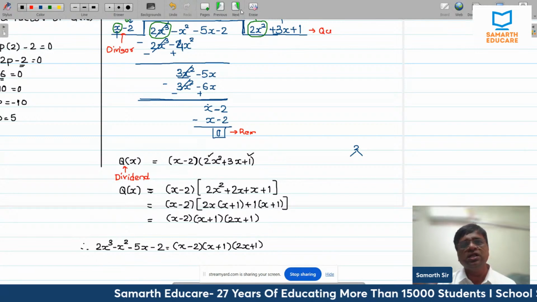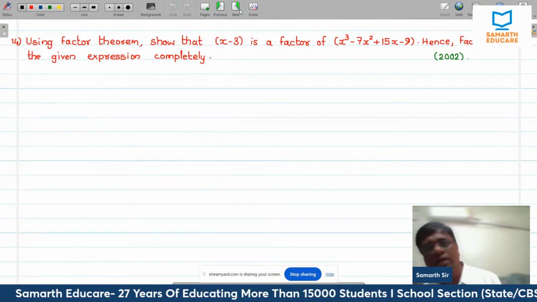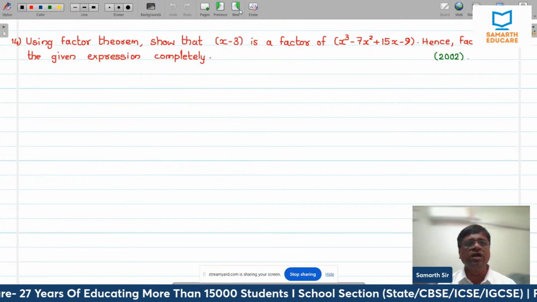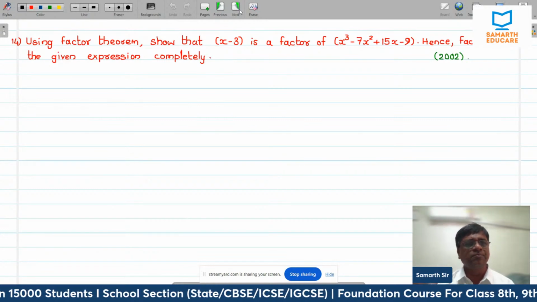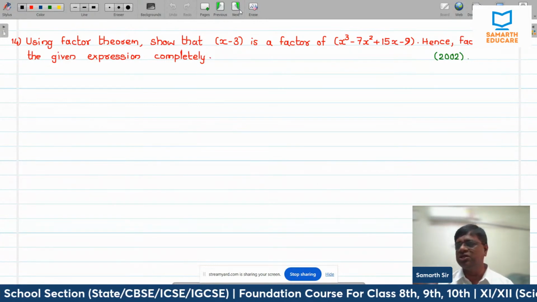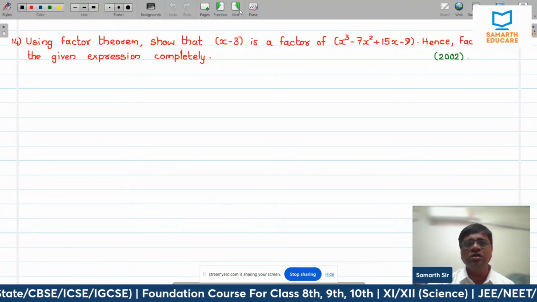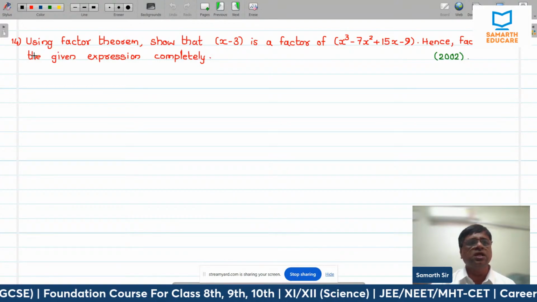Let us try to understand division once again. All right, let's see this question. Using factor theorem show that x minus 3 is a factor of the given expression, and hence factorize the given expression completely. Similar kind of question. So x minus 3 is there.